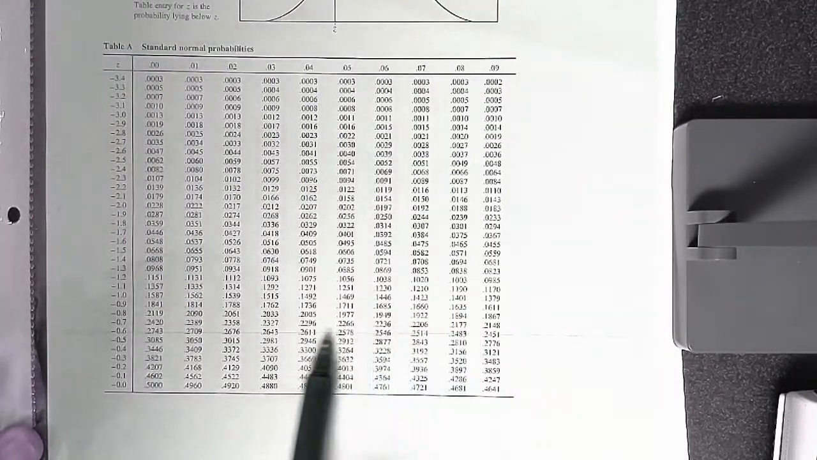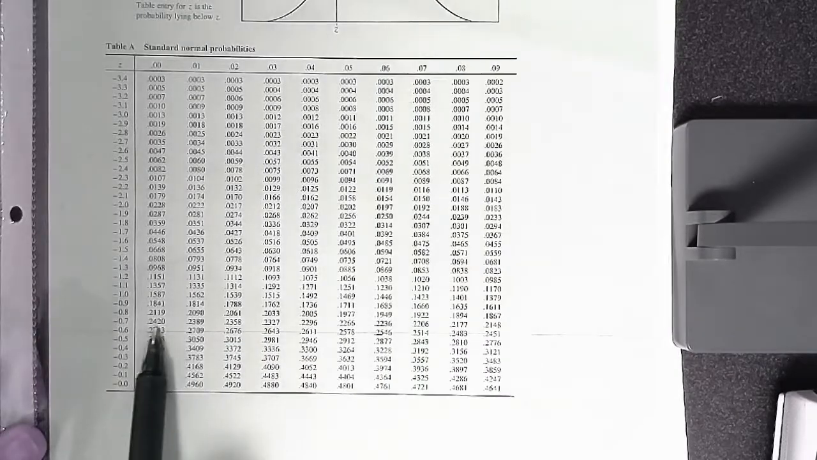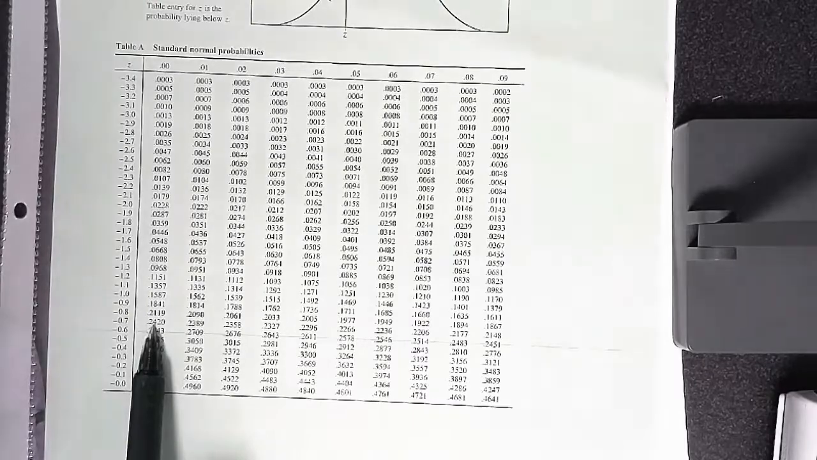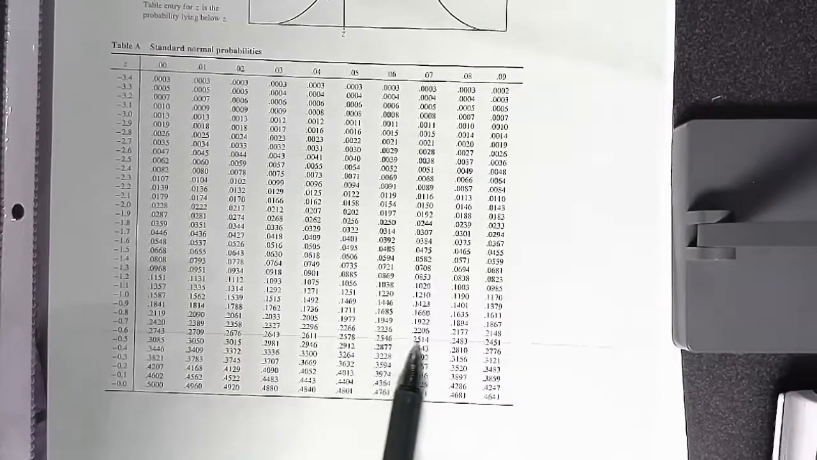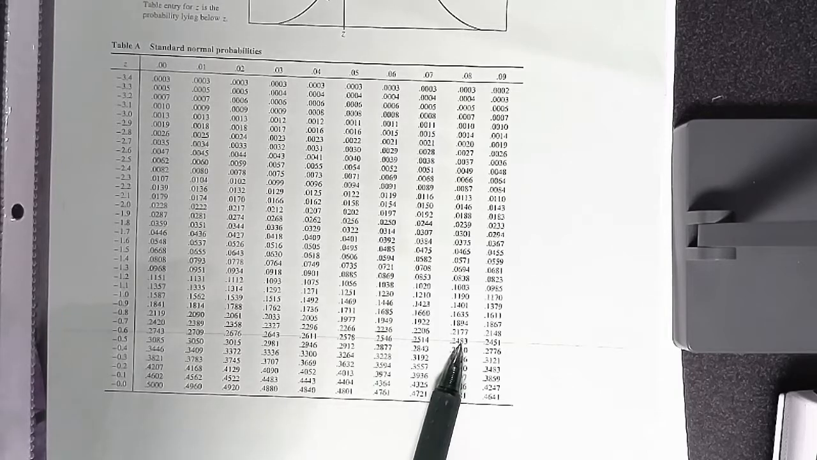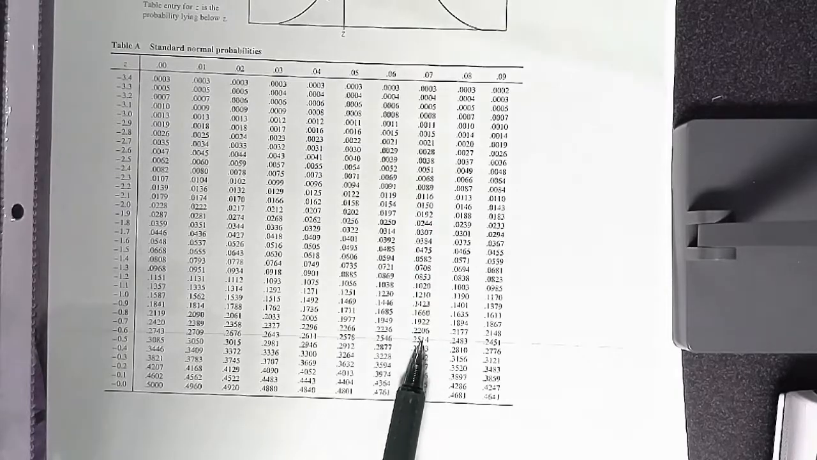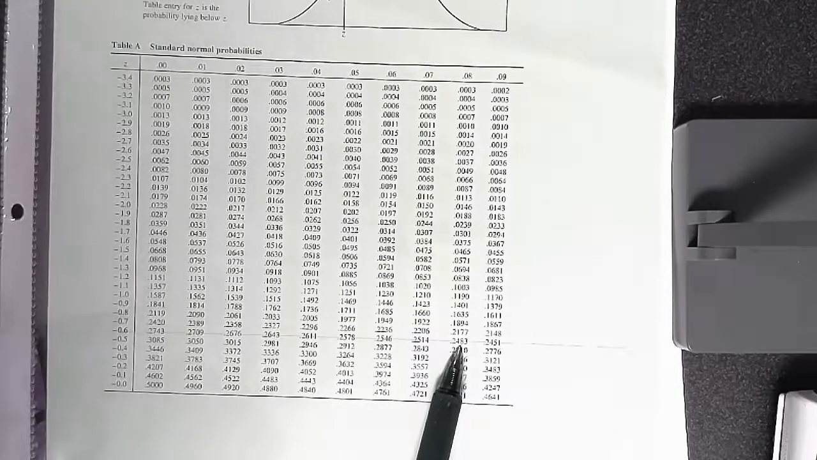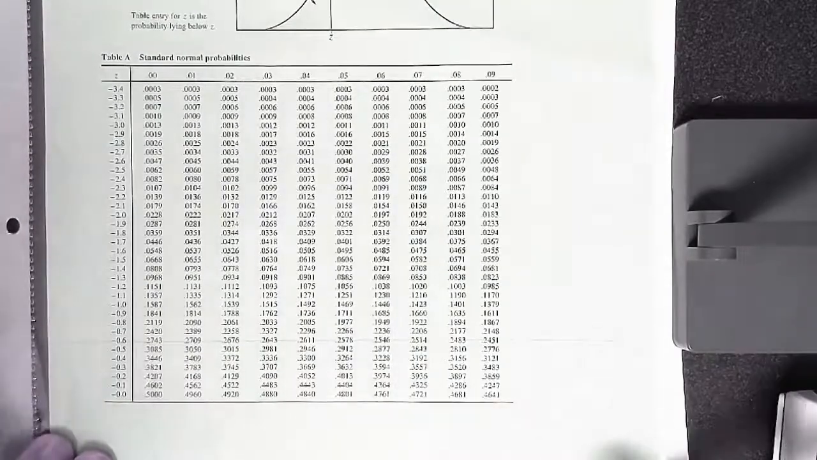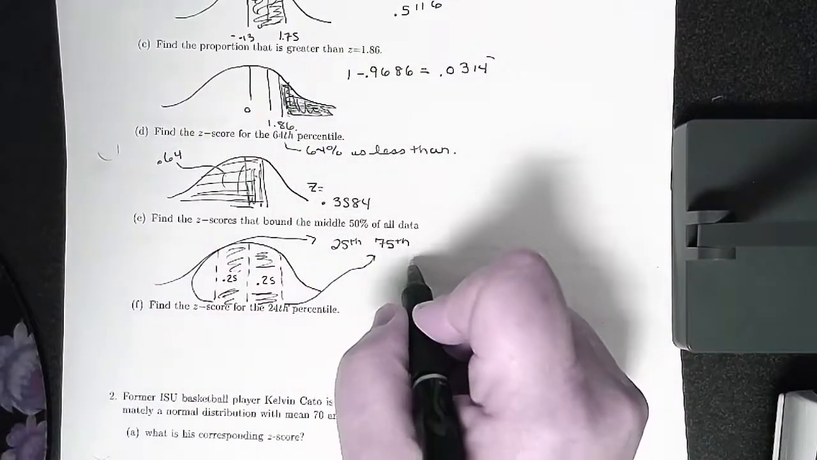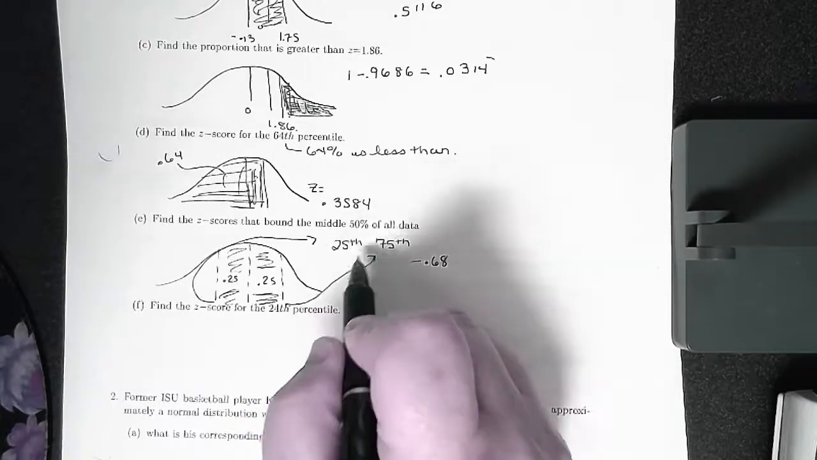Getting close around here. 23, 24. Here we go. 2483. Looks like this is as close as I get. Or 2514. So I'm just going to say it's negative 0.68, right? So it's negative 0.68. Negative 0.68 is the one for the 25th percentile.